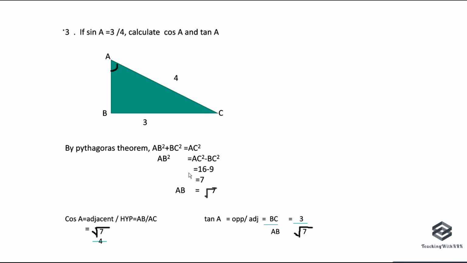Now cos A. What is cos A? Cos A is adjacent of angle A divided by hypotenuse. Now you got here adjacent side of A root 7. So cos A equal to root 7 by 4. Tan A. Tan A is opposite by adjacent side. Opposite of angle A is 3 and adjacent side is root 7. Therefore, tan A equal to 3 by root 7.